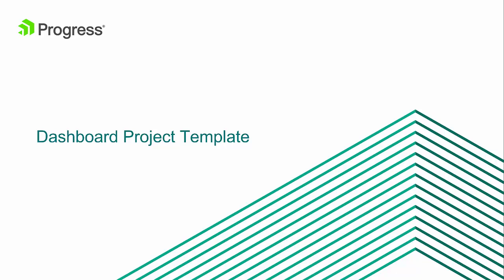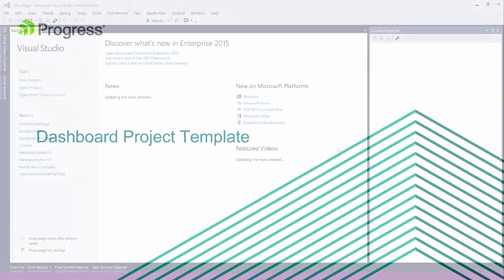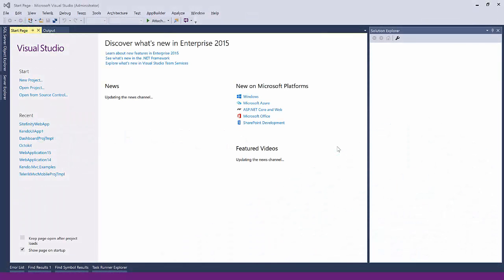By this time, you would have installed the Telerik UI for ASP.NET MVC product on your machine. As part of the installation, we do provide certain project templates which will be available in your Visual Studio. And one of the templates that we're going to be looking at today is the dashboard project template. So up next, we're going to see how to create a dashboard in minutes using Telerik UI for ASP.NET MVC project templates. Here, I have opened up my Visual Studio 2015 Enterprise Edition.